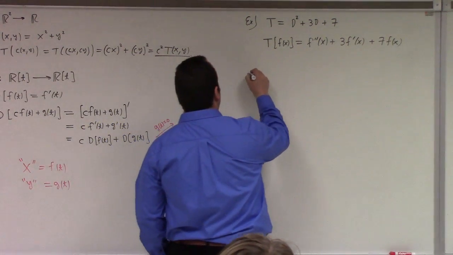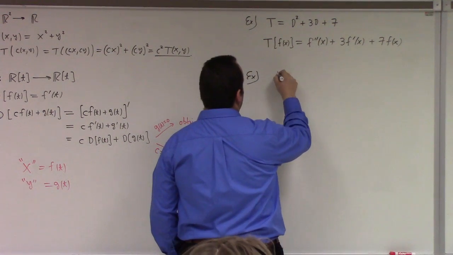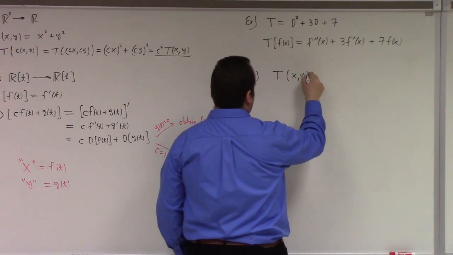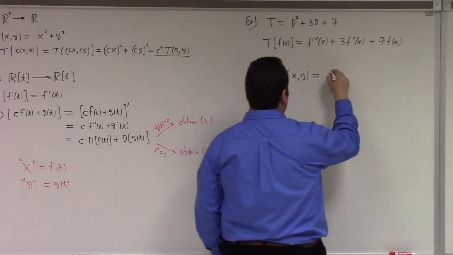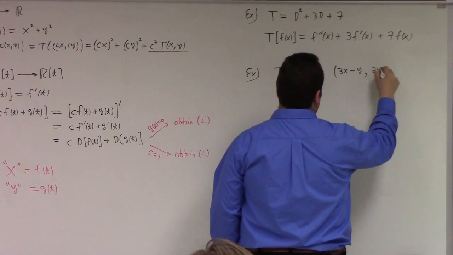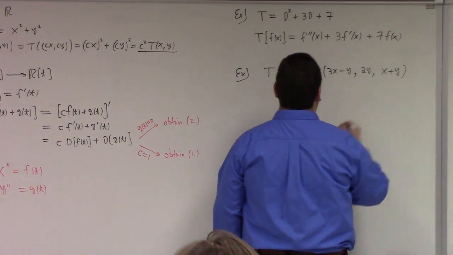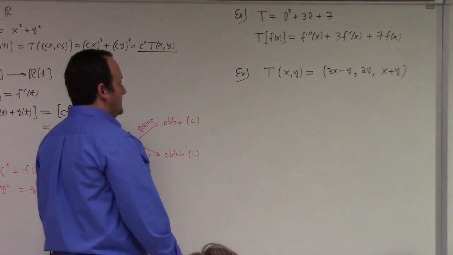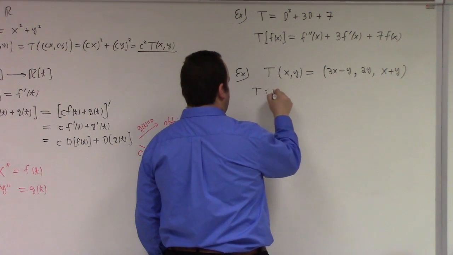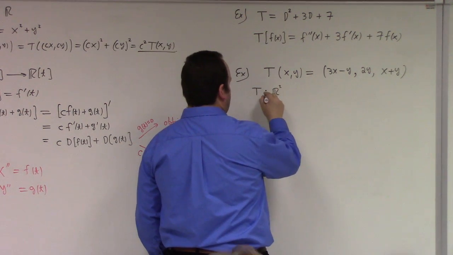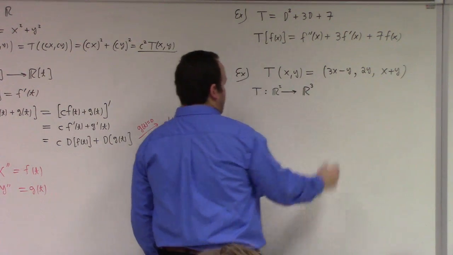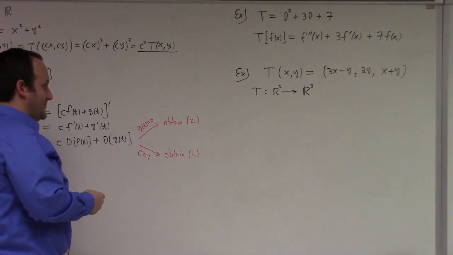All right, here's an important example. T of, let's say, x comma y is equal to 3x minus y, comma 2y, comma x plus y. Does this define a linear transformation? So here T is a mapping from what? From R2? I guess it's not clear. You could say it's from R2, you could say it's from C2. I mean, it's kind of up to you. I'm going to say, though, it's from R2 to R3, just to keep it real.